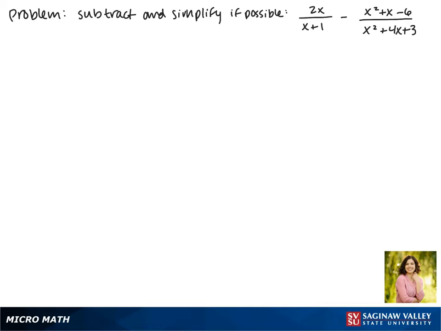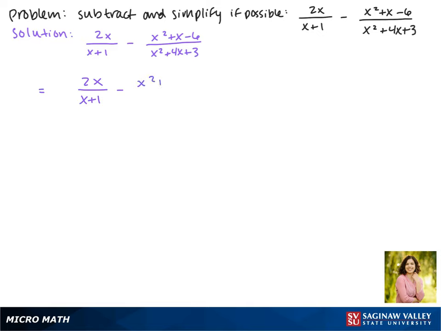Today we'll be subtracting and simplifying, if possible, in the expression 2x over x plus 1 minus x squared plus x minus 6 over x squared plus 4x plus 3. Our first step is to factor the denominator of the second term. So that first term will stay the same. We'll write it as 2x over x plus 1.